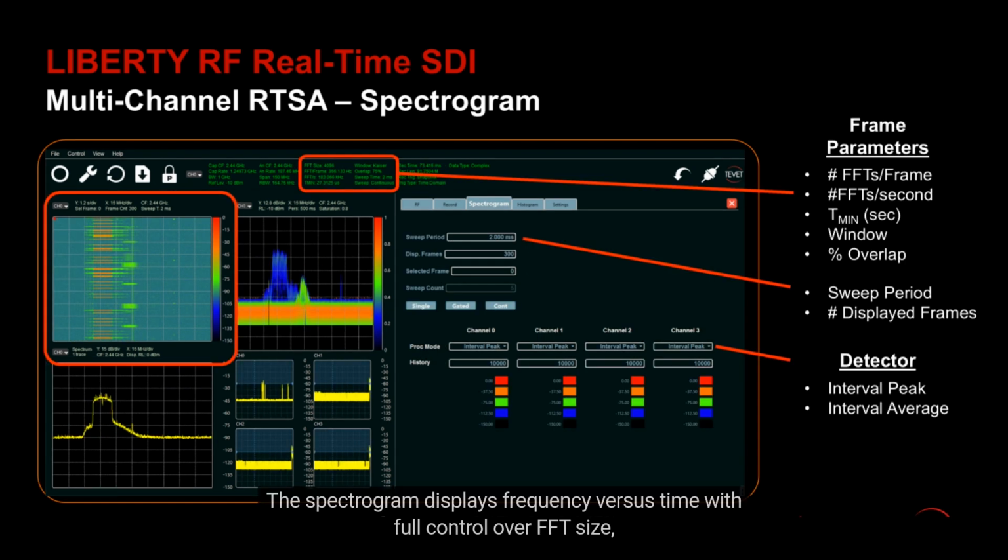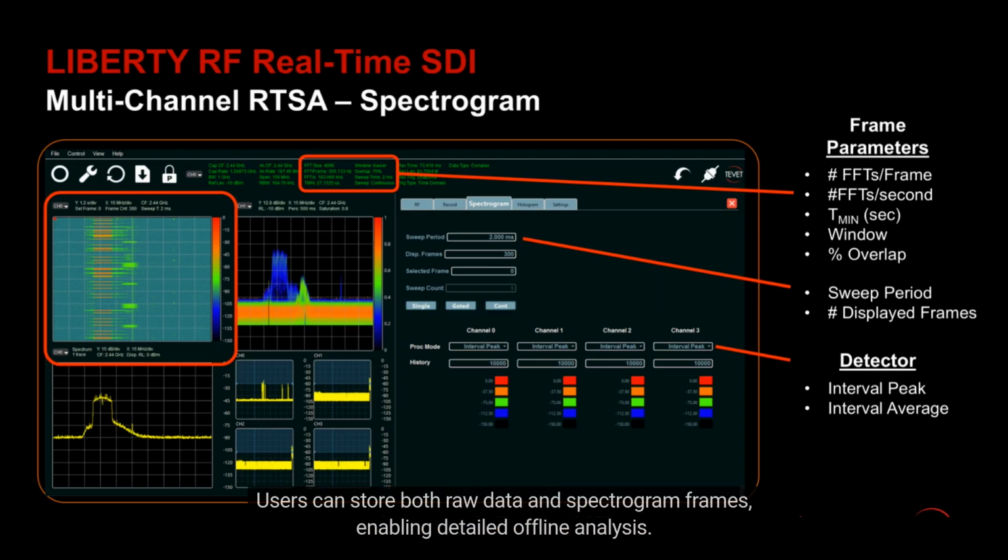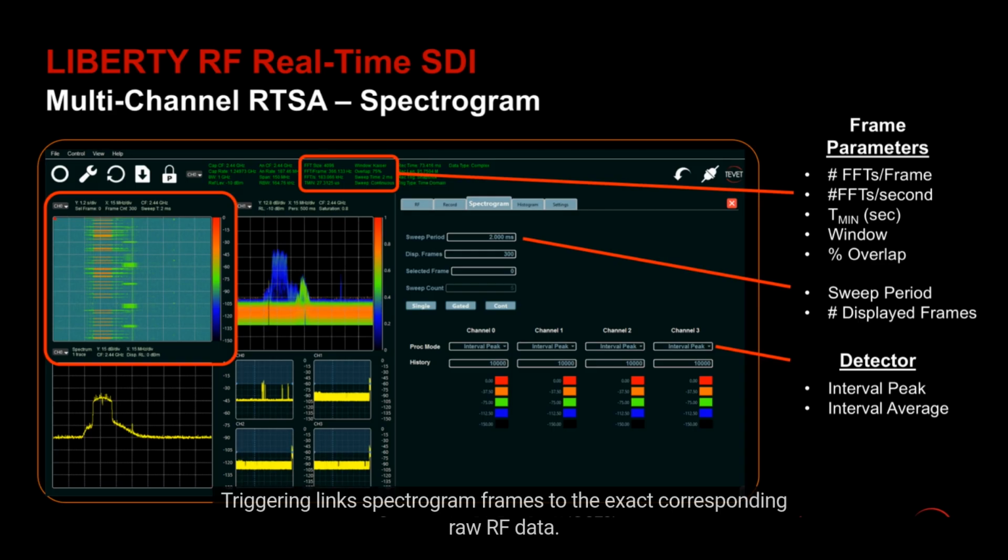The spectrogram displays frequency versus time with full control over FFT size, sweep period, overlap, and detector mode. Users can store both raw data and spectrogram frames, enabling detailed offline analysis. Triggering links spectrogram frames to the exact corresponding raw RF data.